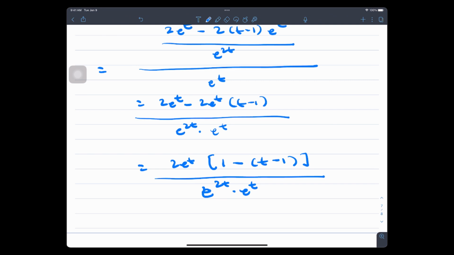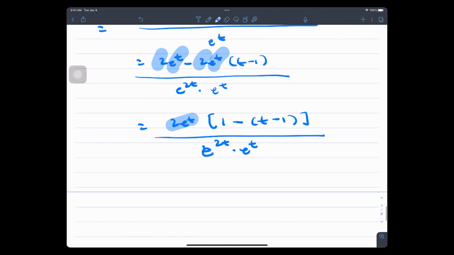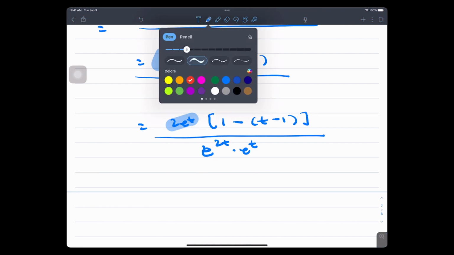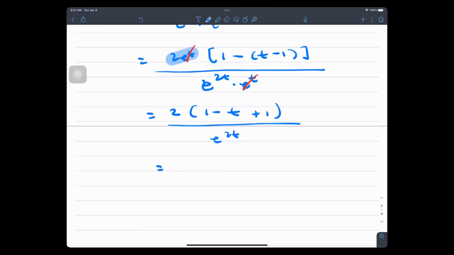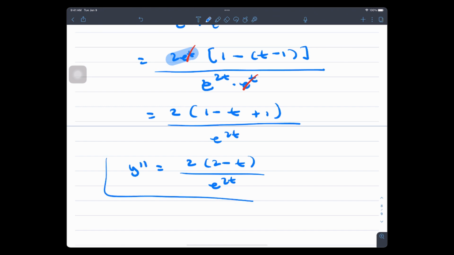Double check if I factored out this okay. Okay? I think I'm good. There it is. There's the term, 1 minus. Okay. And then sure enough, what happens? E to the t goes away. So 2 now, 1 minus t plus 1 over e to the 2t. And so it looks like we get (2 minus t) over e to the 2t. Now we have that second derivative.